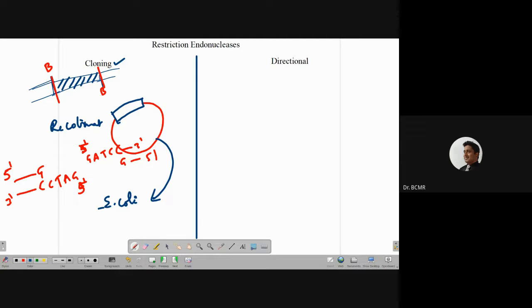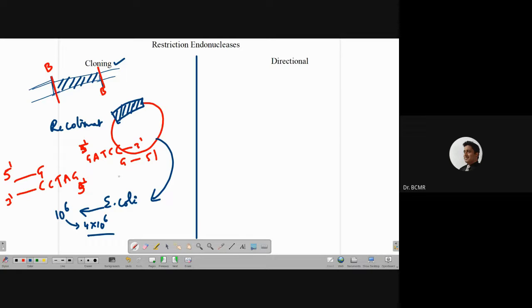And once you grow the cells, say you take 10 to the power 6 cells, and from each of them you get 4, then you have 4 into 10 to the power 6 copies of your gene of interest along with the vector. Typically, when you say gene cloning, it would mean that you are making multiple copies of them.